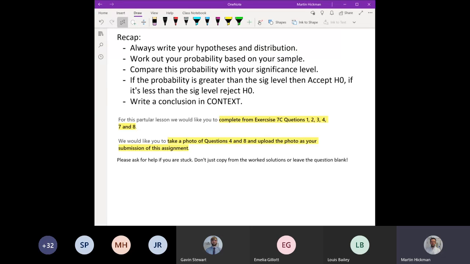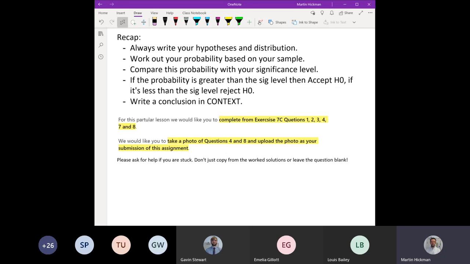Compare that probability with the significance level. If that probability is greater than the significance level, you accept H0. So if the probability is larger than 5% or larger than 10%, then you're saying there's not enough evidence, so you accept the null hypothesis, you accept what was originally true. You only reject H0 if that probability is less than your significance level. And really important, always write that conclusion and put it in context. Read the question, look at the scenario, and use that in your answer.